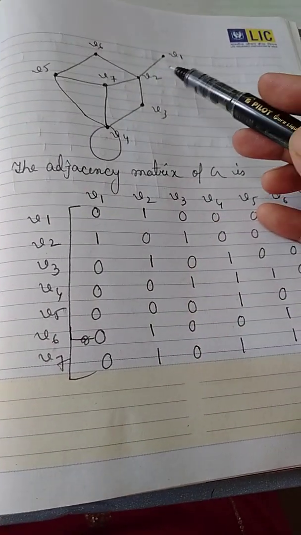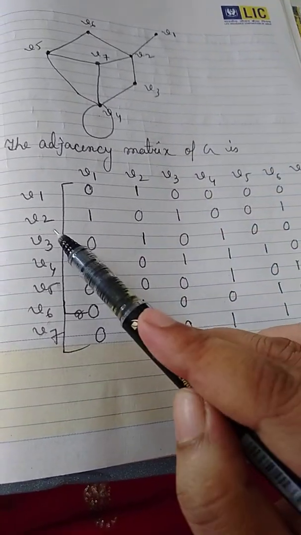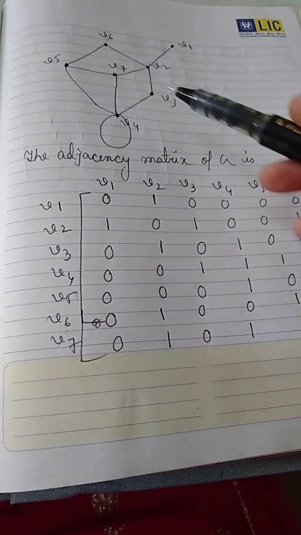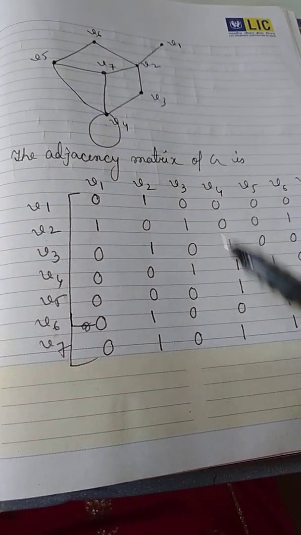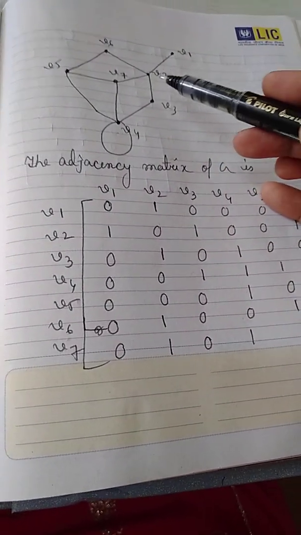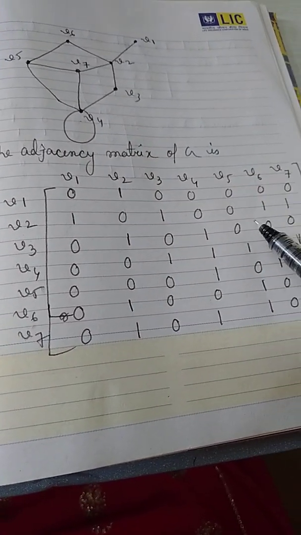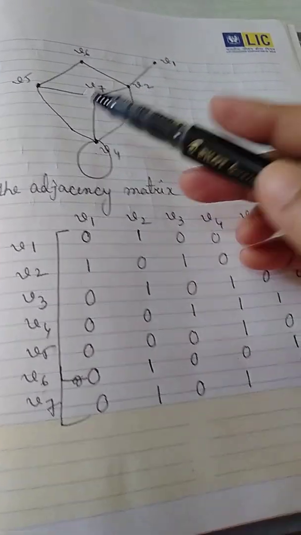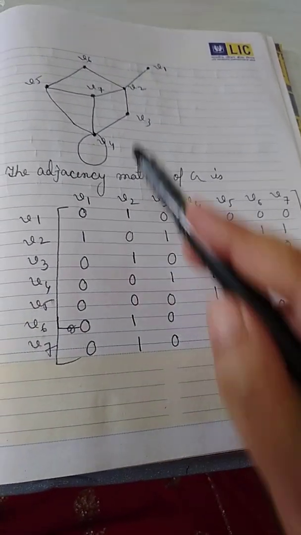Next V2, V1. V2, V1 there is one edge, so we are putting here 1. Next V2, V3 there is one edge, so V2, V3 we are putting 1. And V2, V2 there is no loop here, so we are putting 0. And V2, V4 there is no direct edge, so we are putting here 0. Similarly V2, V5 0, V2, V6 there is an edge, so we are putting here 1. And then V2, V7 there is one edge, so we are putting here 1. So in this way we can get the adjacency matrix of this graph.